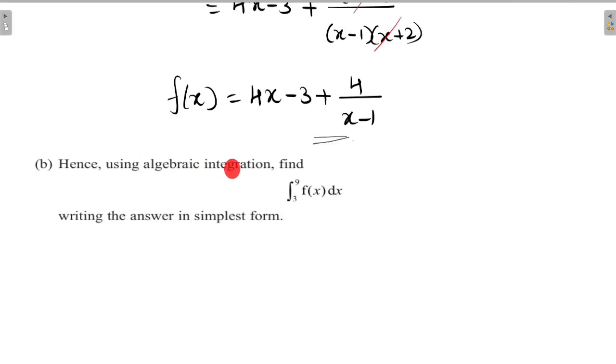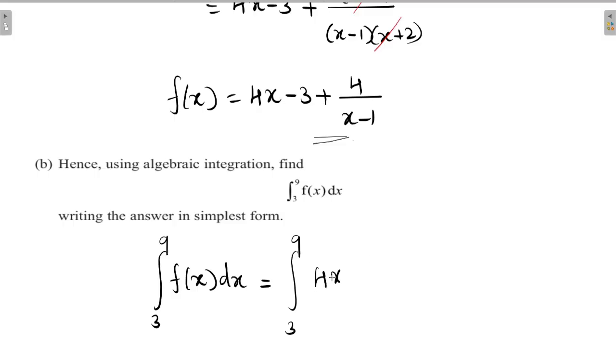Hence, using algebraic integration, find the integral with the limit 3 to 9 of f of x dx. So the integral from 3 to 9 of f of x dx is equal to the integral from 3 to 9. f of x can be written in the simplified form, so 4x minus 3 plus 4 by x minus 1 into dx.